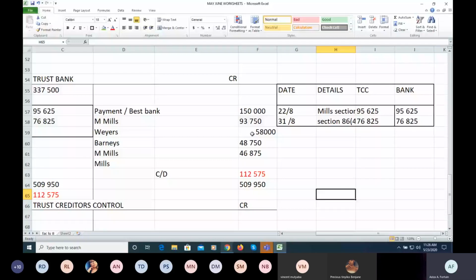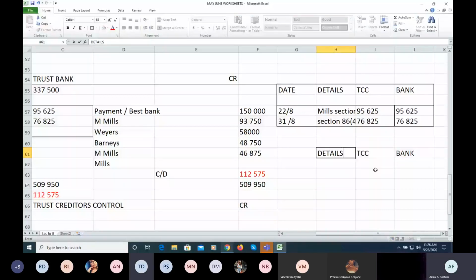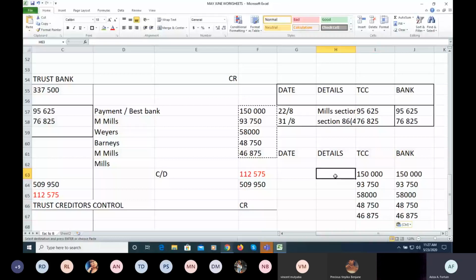My trust credit, I'm going to do now my trust cash payments journal, right? So now I do bank, right? Trust creditors control. Let's put all the details here. Okay. So I can now copy all of these over. Right, so here we'll have all my details.